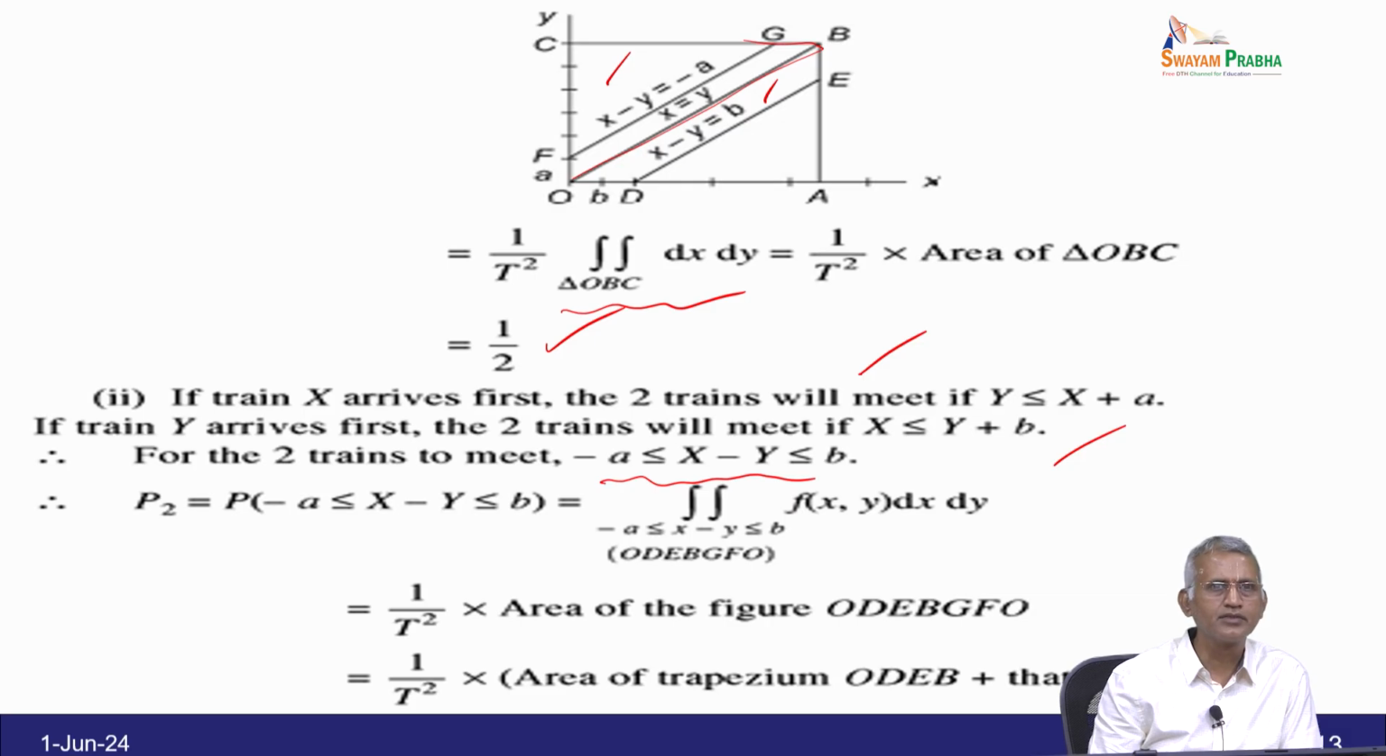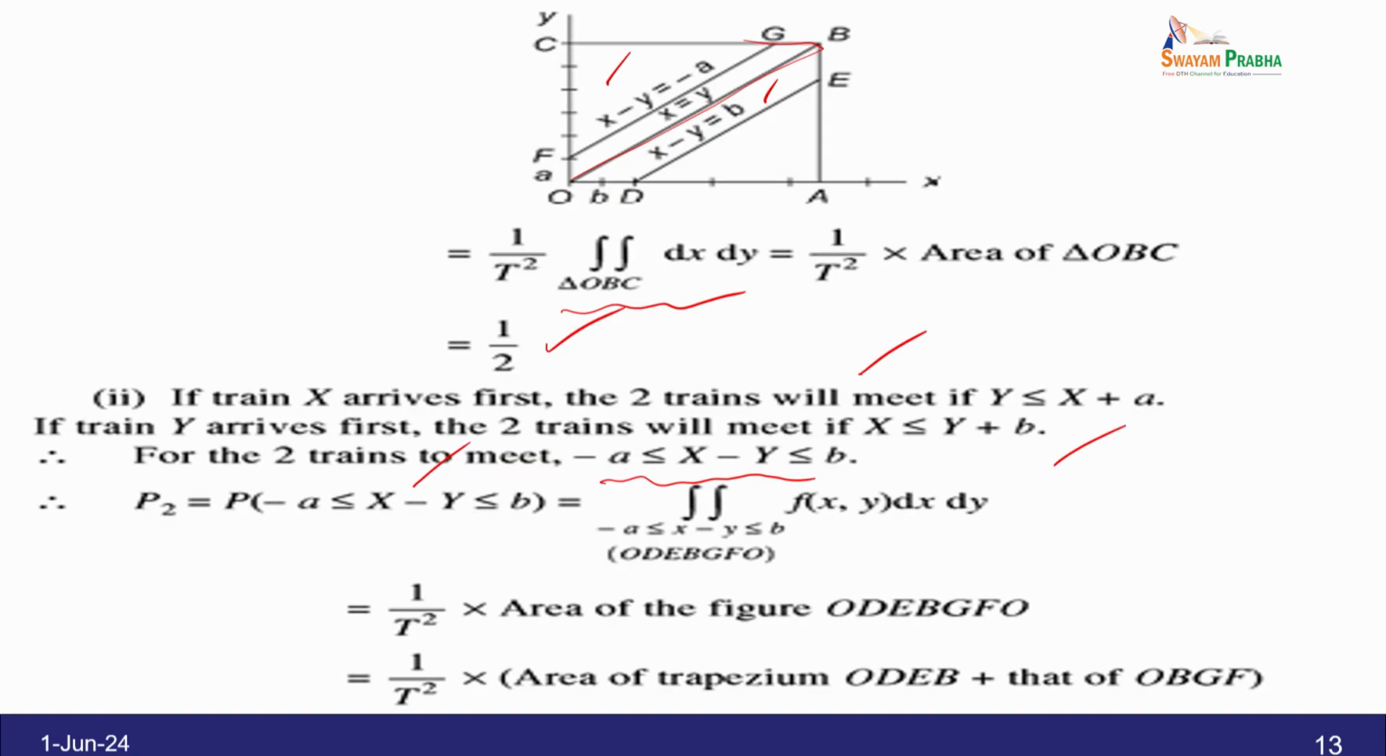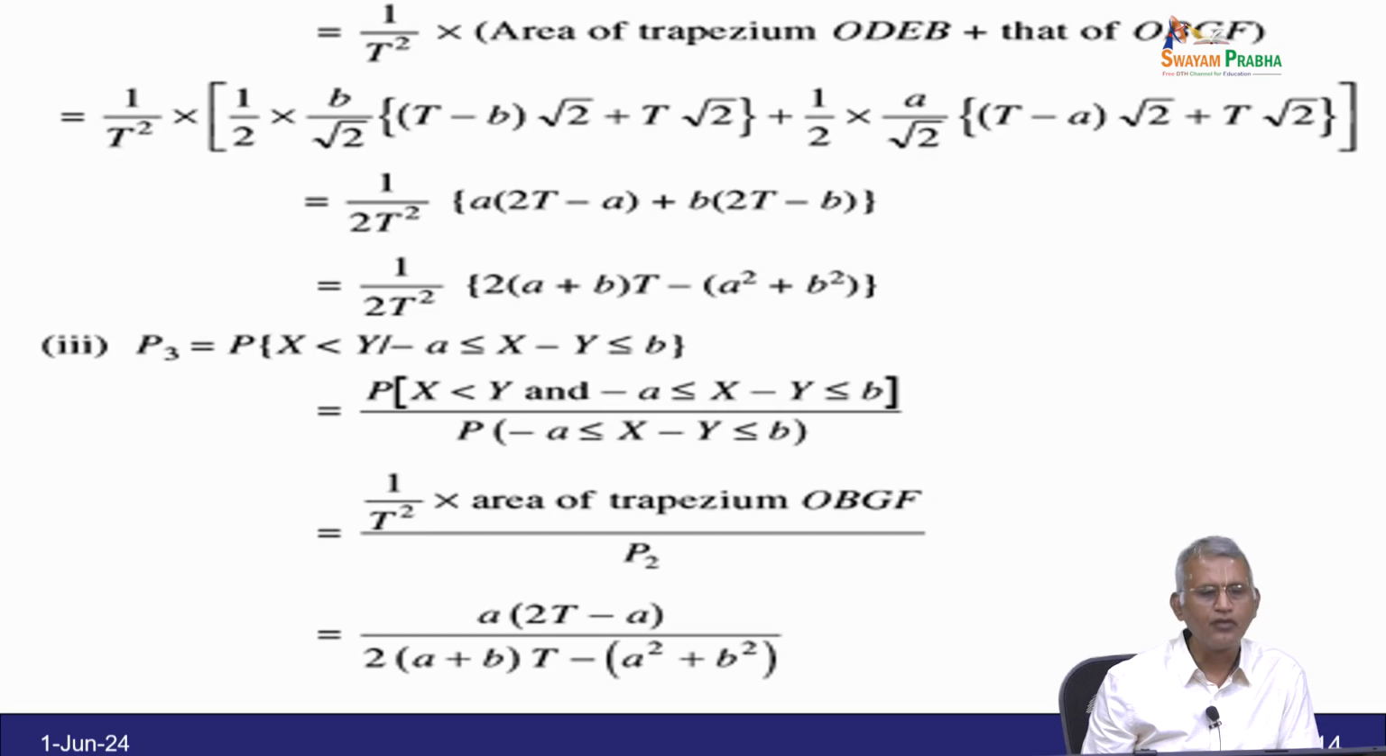Therefore, P2 is such that P of minus a less than or equal to x minus y less than or equal to b is equal to the double integral over the region ODEBGFO of f of x comma y into dx dy, which is equal to 1 by t square into the area of the figure ODEBGFO. So, it is the trapezium ODEB and that of OBGF, into 1 by t square.